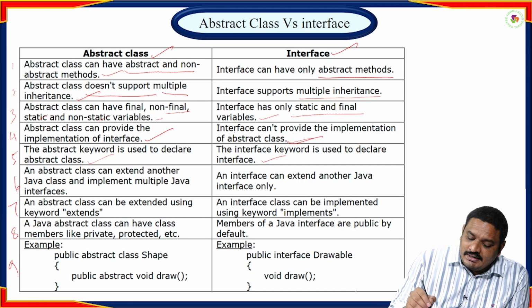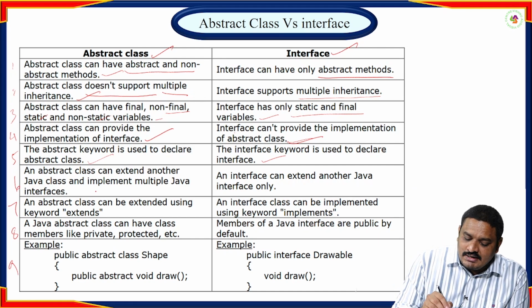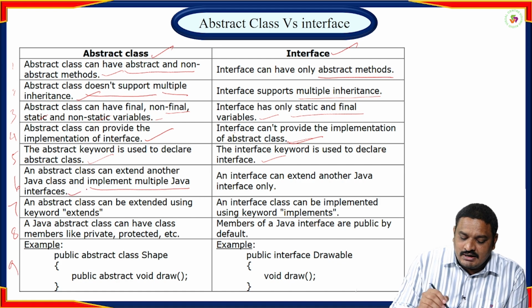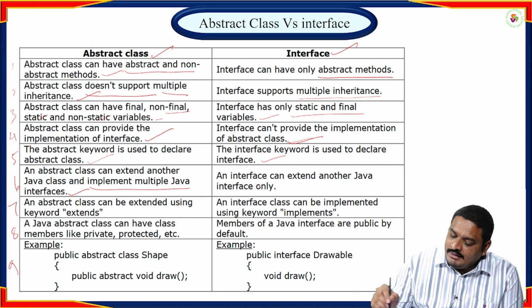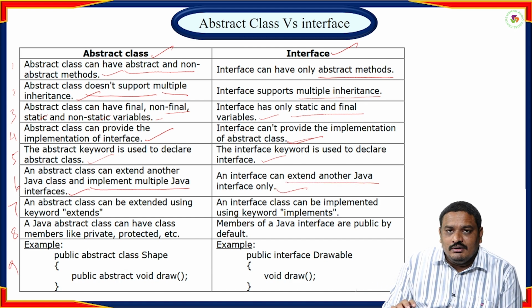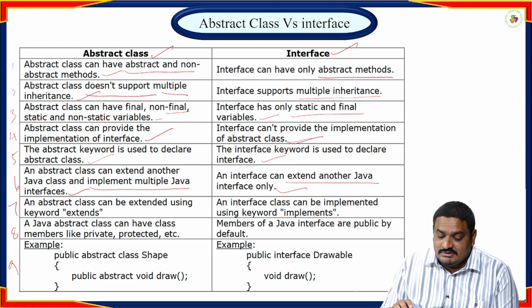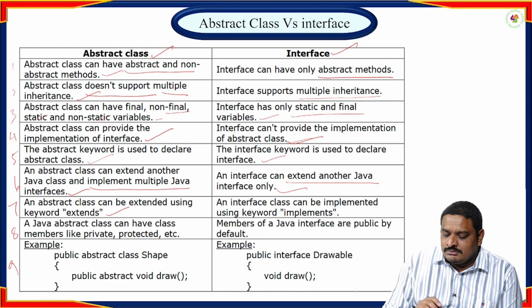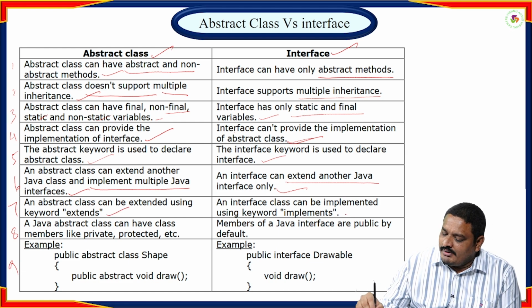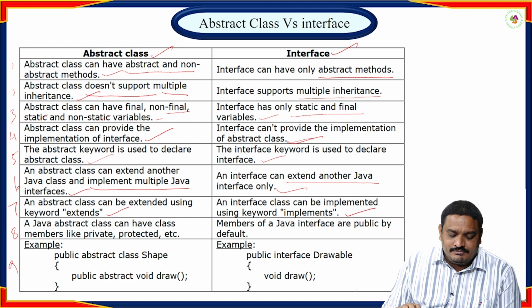The abstract class can extend another Java class and implement multiple Java interfaces. An interface can extend another Java interface only. It does not support multiple inheritance of classes. An abstract class is extended by using the extends keyword, and an interface is implemented by using the implements keyword.